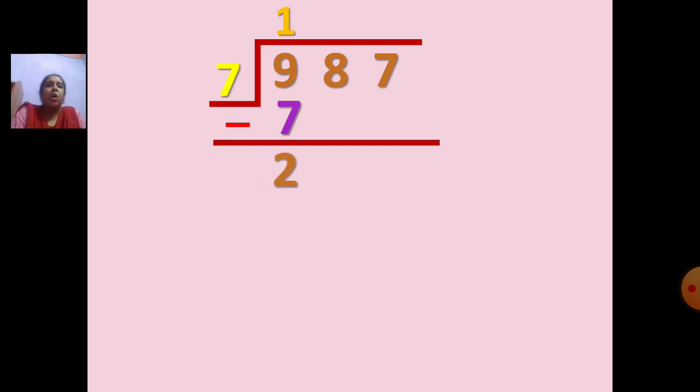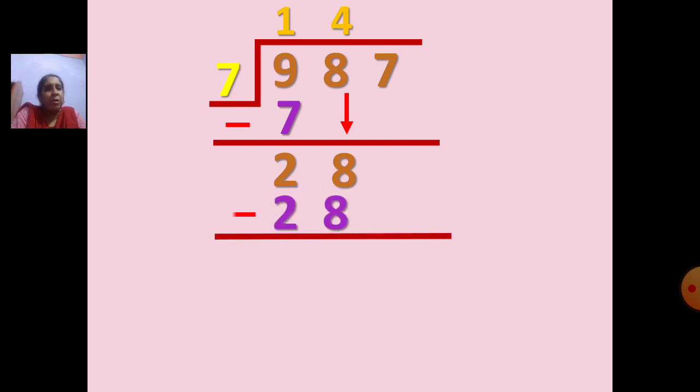2. Now which is the next number? 8. So you have to bring 8 down. So it becomes what? 28. Now again you have to say the table of 7. In the table of 7, when you get 28, 7 fours are 28. So you will write 4 up, 28 down. Again you will draw the line, put the sign of minus. Now 8 minus 8 is how much? 0. 2 minus 2, 0.